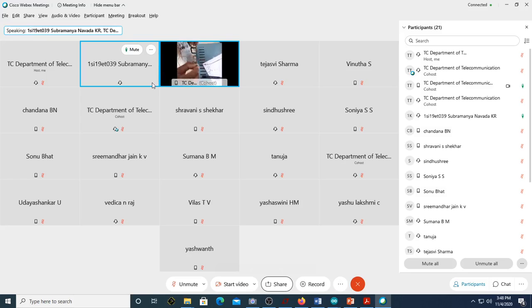In normal condition, both are open. This is 1A, 2A. This is 1B, 2B. Both are open. When I press it, both will get closed. That is, these two will be shorted, and these two will also be shorted. That we can notice here.